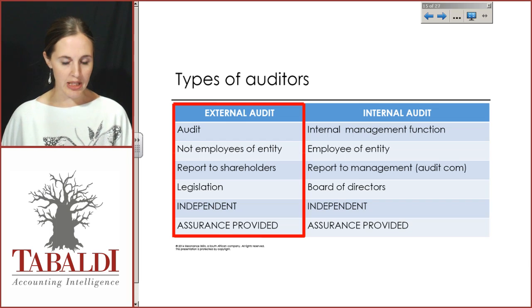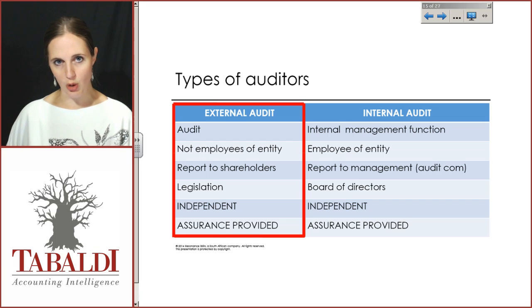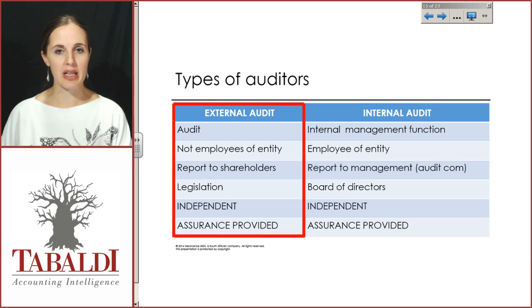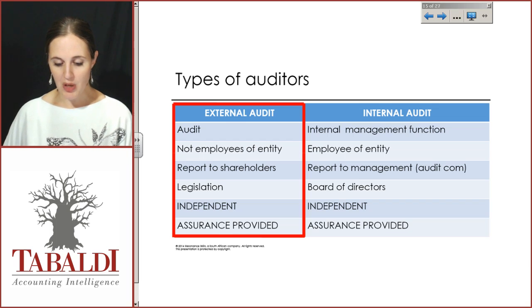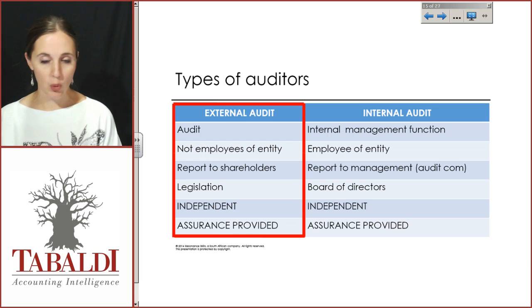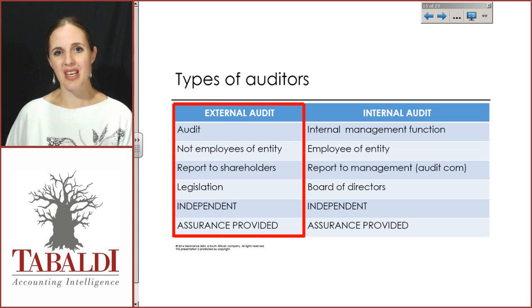Two of them that we're going to look at here are the external auditor and the internal auditor. The external auditor is blocked in red because that's what we'll be focusing on in 2601, and the internal auditor we need to be aware of, but this is not what we're going to be focusing on. An internal auditor works for management, works within a company. So a company will employ internal auditors to work within their company.